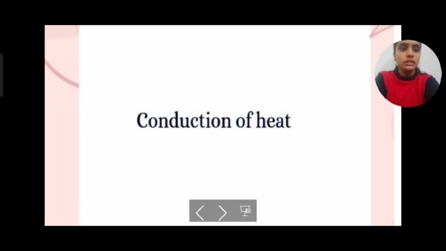Myself Kaunavi. I am from Sri Venkateshwara College of Engineering in Bangalore. I am a student of the Basic Science Department. My branch is CSE in AI. My subject is Mathematics 1 for CSE stream. Course code BMATS101. And my topic is Conduction of Heat.